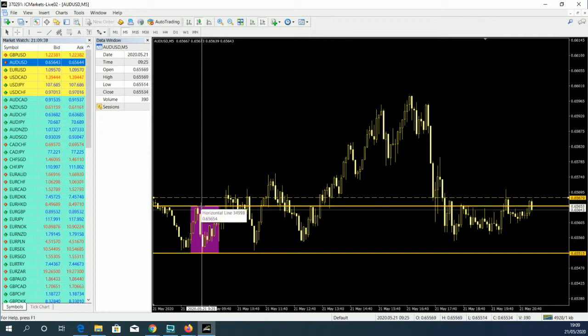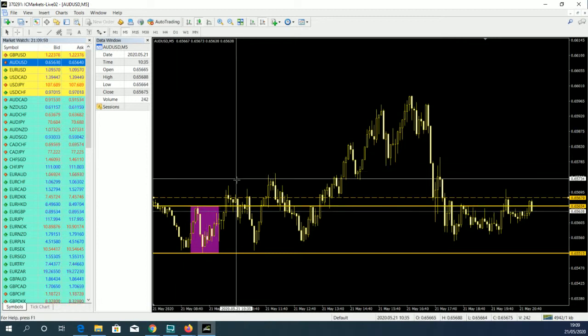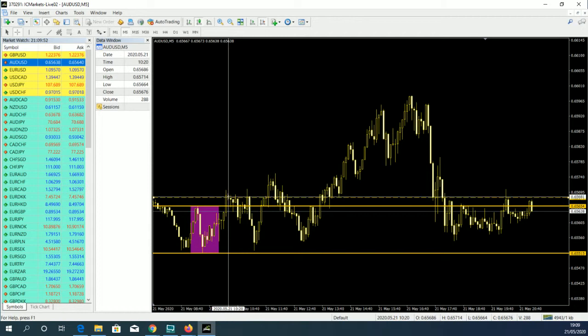Who did Aussie dollar today? Anybody try Aussie dollar today? So the size of the box is what? 14 pips. So you are looking for 18 pips from here. 14 pips, and the maximum you got was 30 pips. So you got your TP1 and TP2, which is 28 pips. Excellent.